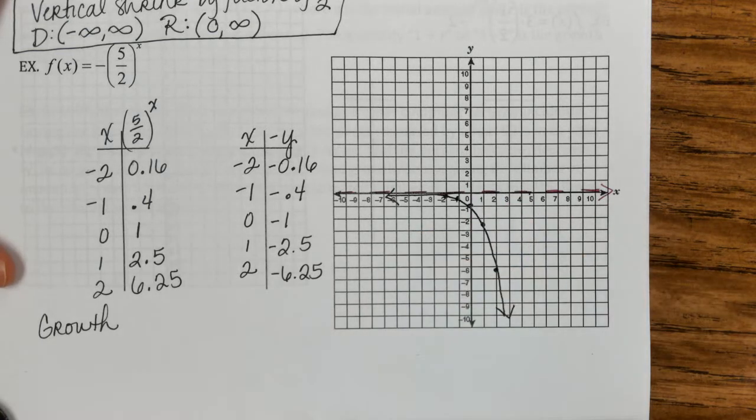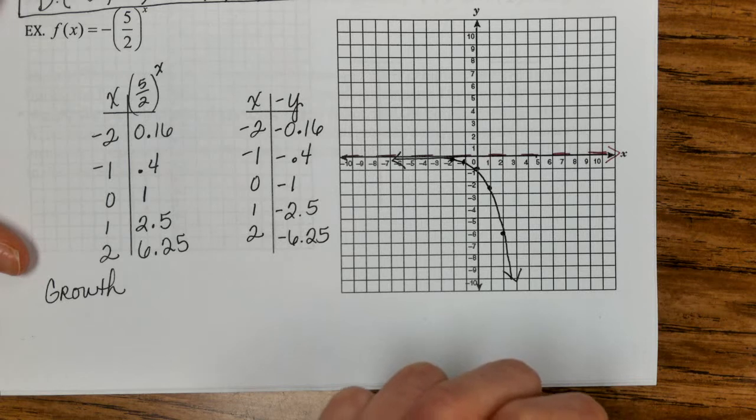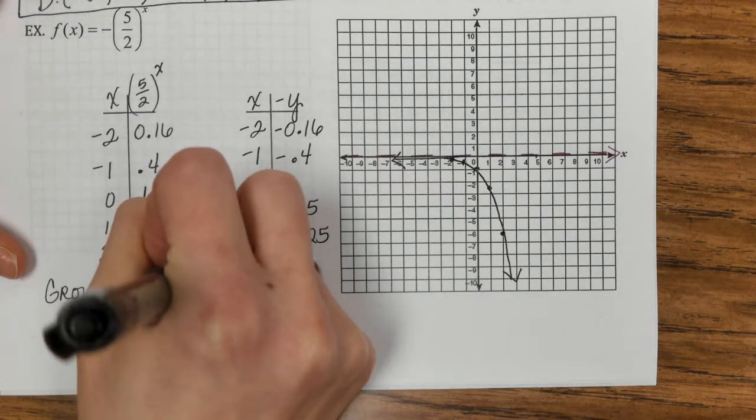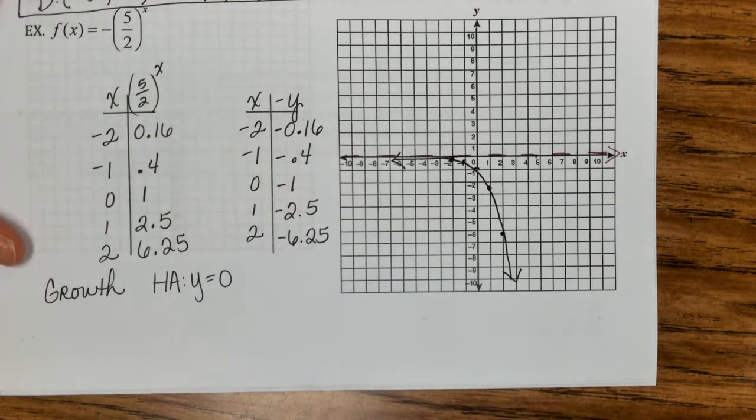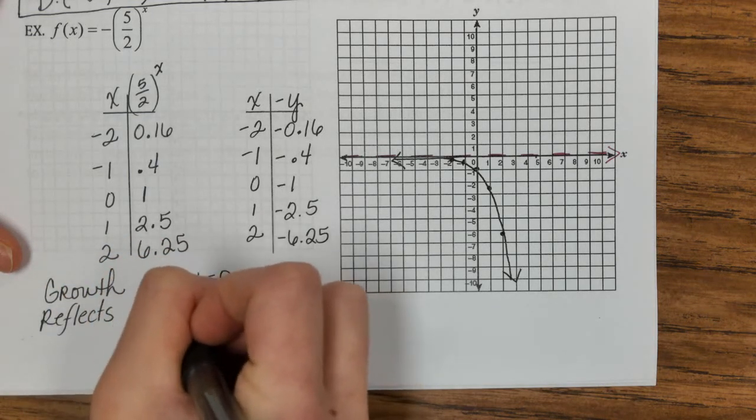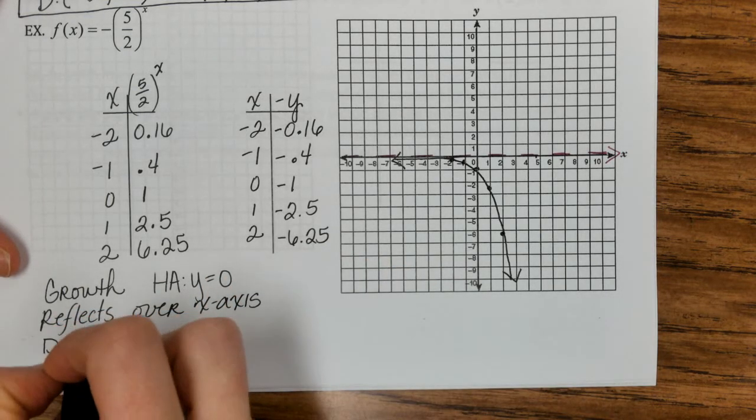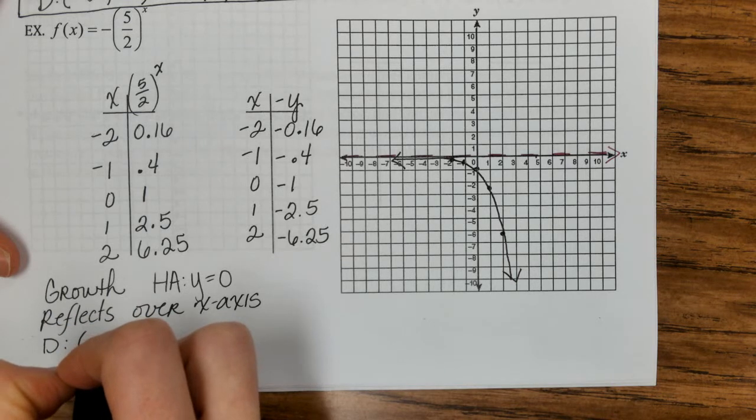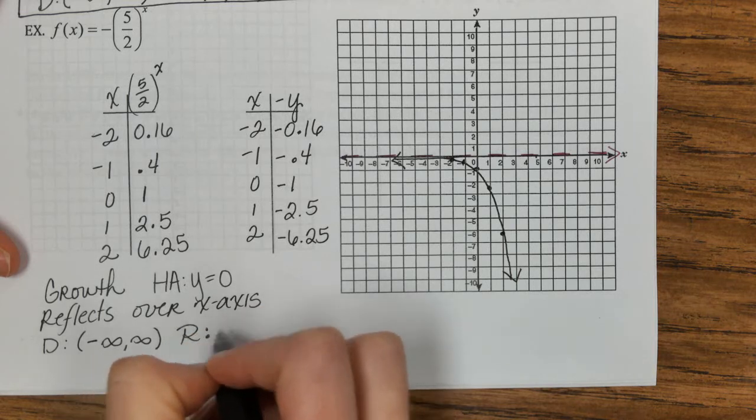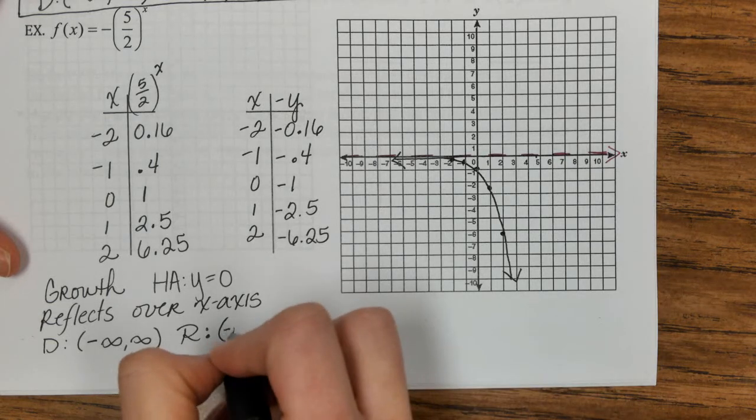Make sure you have your asymptote, which did not change because I didn't shift it up or down. Only when you shift it up and down is it no longer going to be 0. Okay, so my horizontal asymptote is still going to be y equals 0. And then we said it reflects over the x-axis. What's my domain? Negative infinity to positive infinity. Now my range this time is going to be what? Negative infinity to 0.